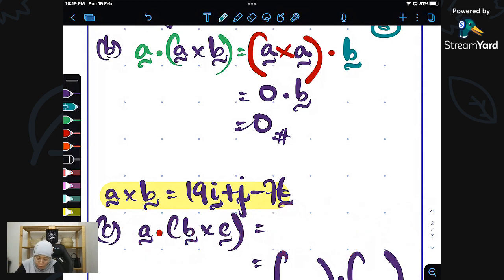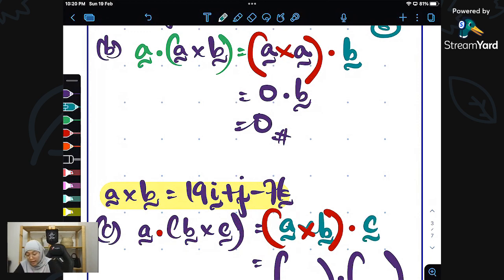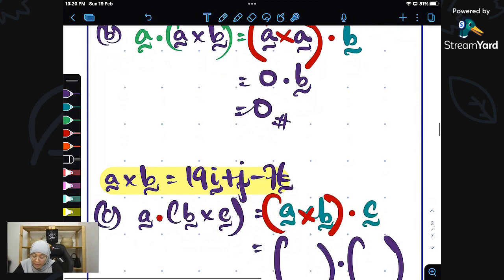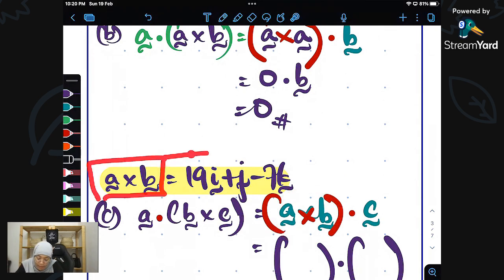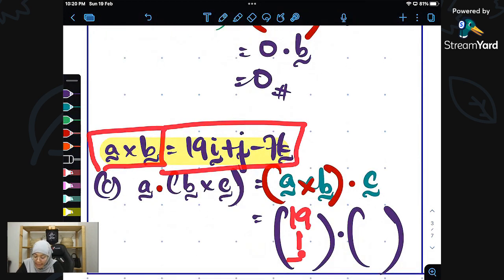Sama, benda yang sama juga. So let's write it down. A cross B di hadapan, manakala dot apa? Dot C di bahagian belakang. Sebab apa? Sebab kita mempunyai A cross B punya jawapan. A cross B kita sudah pun ada pada jawapan asal kita, iaitu 19, 1 and -7 there.